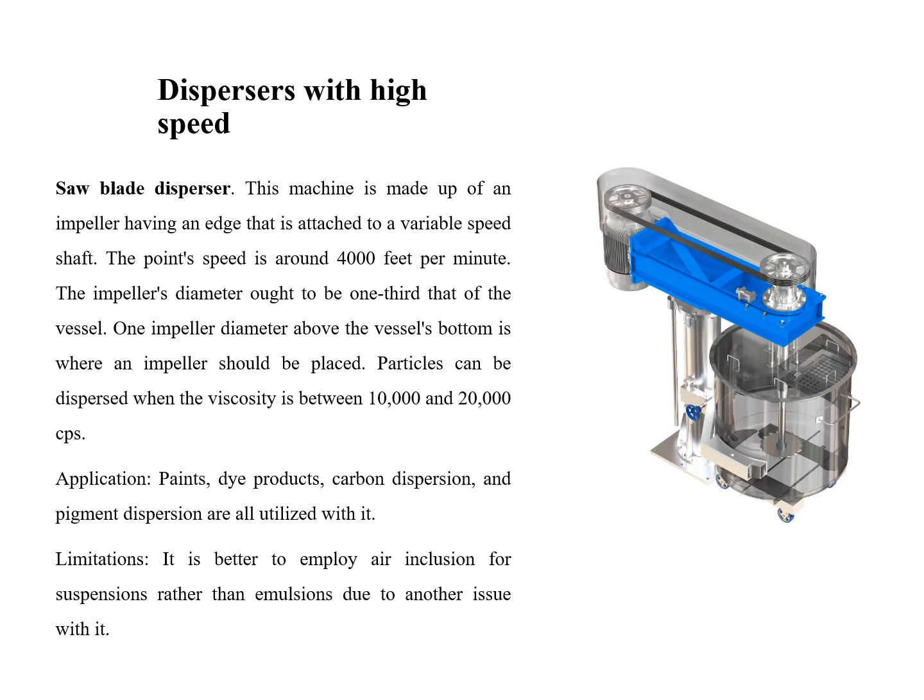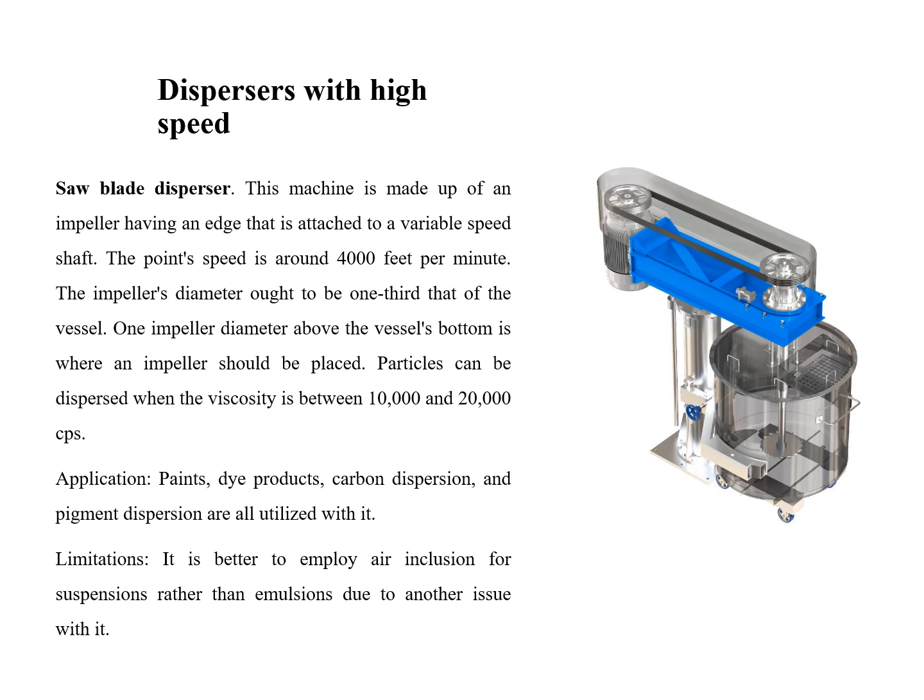Dispersers with high speed, saw blade dispersers. This machine is made up of an impeller having an edge that is attached to a variable speed shaft. The point speed is around 4,000 feet per minute. The impeller diameter ought to be one-third that of the vessel. One impeller diameter above the vessel bottom is where an impeller should be placed.